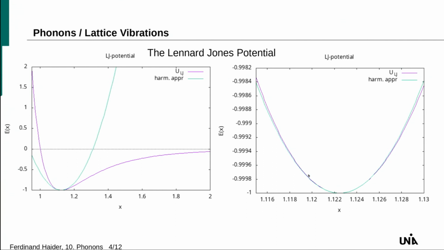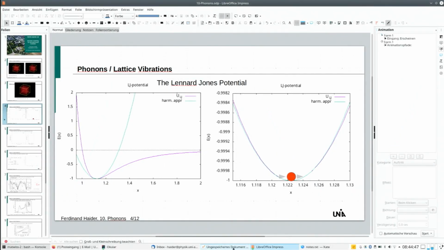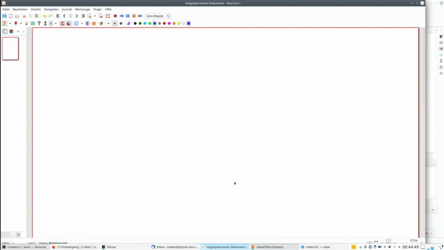And here you see it just as a close-up. If the deviation from the equilibrium position is not very big, here you see it strongly deviates if you go by, I don't know, 10% or so. But if you go only by 1% or even less, then this approximation is not too bad. And this is what we call a harmonic approximation. I will explain it a bit more on my notes here.